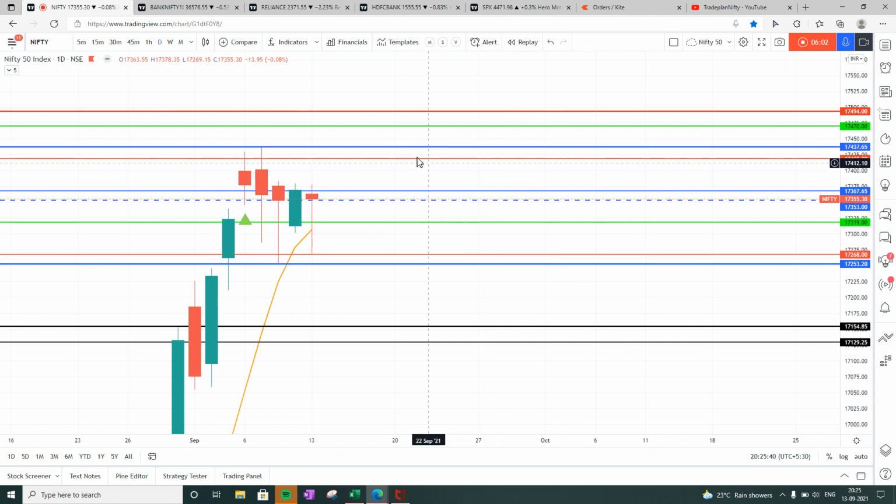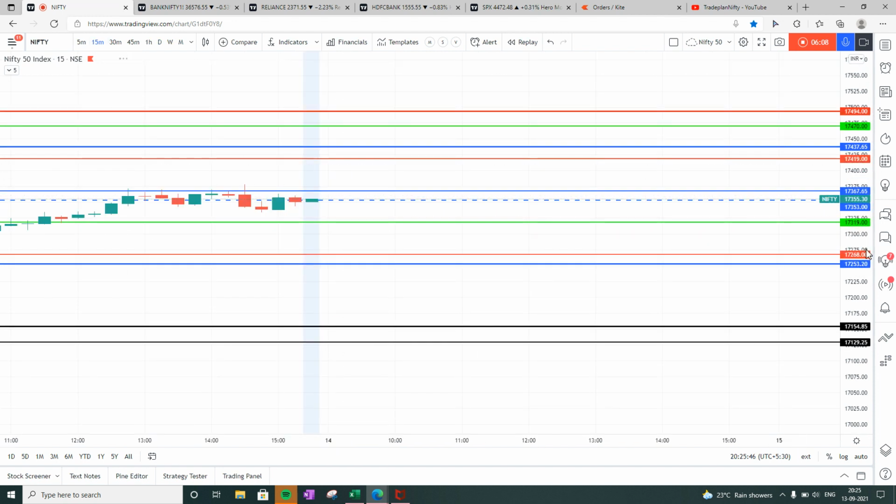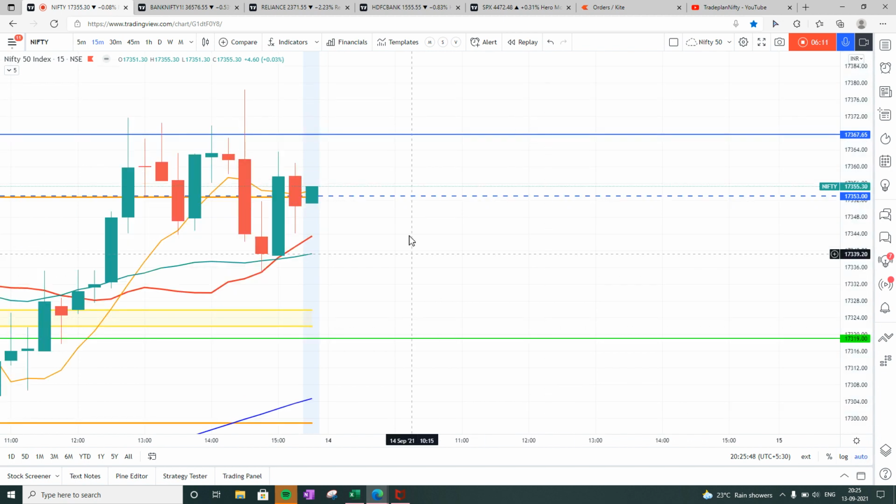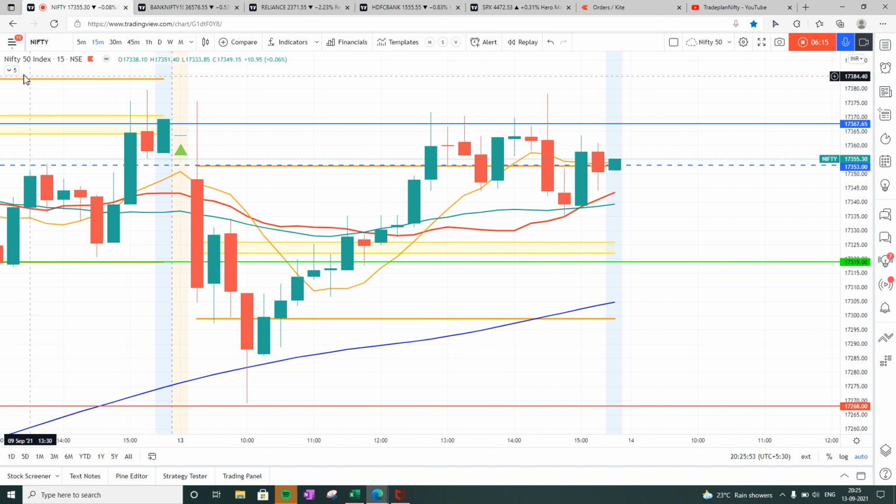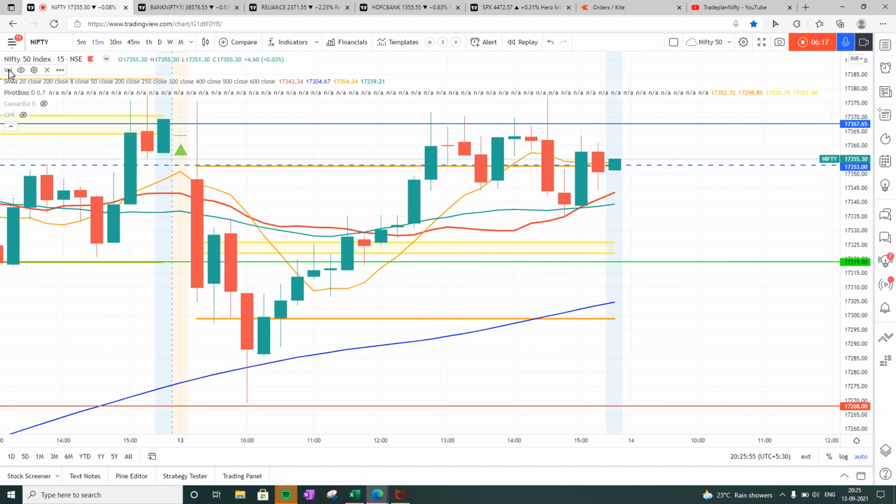So definitely an uptrend and upside week being formed here. On the 15-minute chart, we see that the market has closed today above 8, above 20 and above 50. So definitely in an uptrend. Now let's try to confirm this view by looking into market profile.